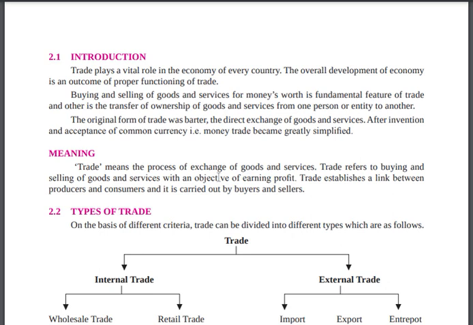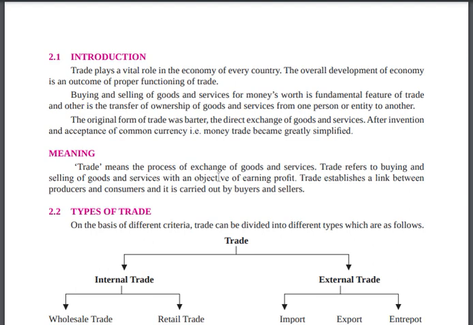The original form of trade was barter. So what is the original form of trade? In the past, it was barter, the direct exchange of goods and services. After the invention and acceptance of a common currency, money, trade became greatly simplified. Nowadays we are not even using physical money, we are using digital money, like GPay and many other applications. But the original form of trading was the barter system, and now it has been converted totally.